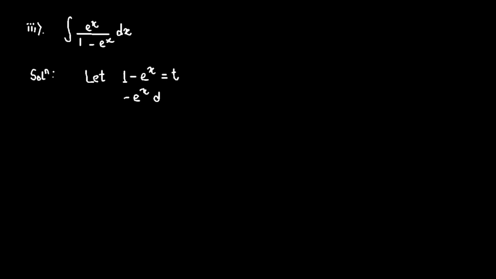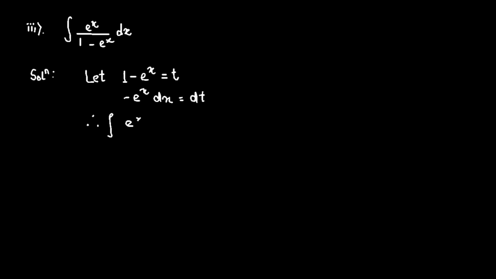So here in problem number 3 we have the integration of e raised to the power of x divided by 1 minus e raised to the power of x dx. So let us substitute the denominator 1 minus e raised to the power of x with t, and differentiating both sides gives us negative e raised to the power of x dx is equals to dt.